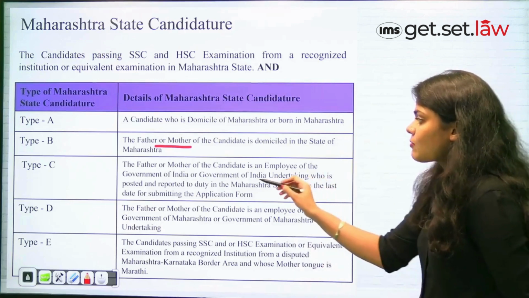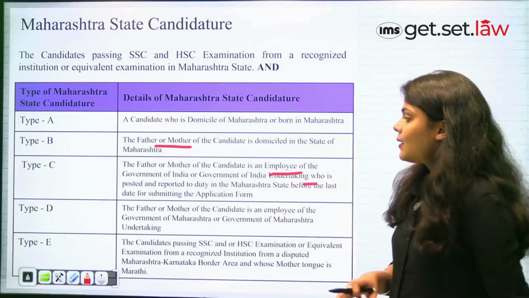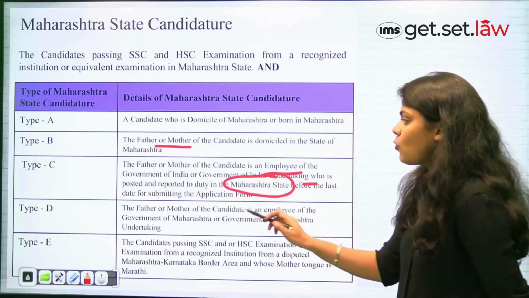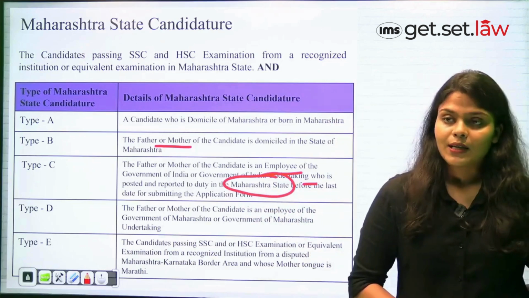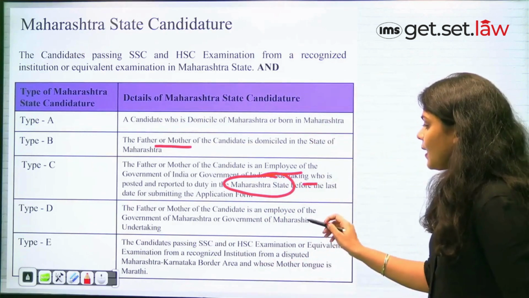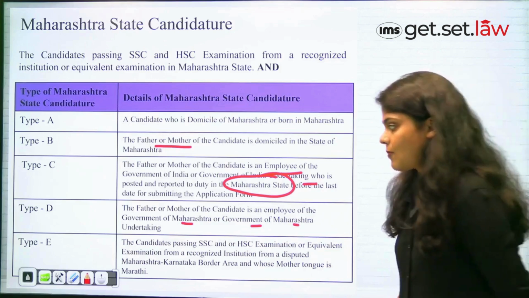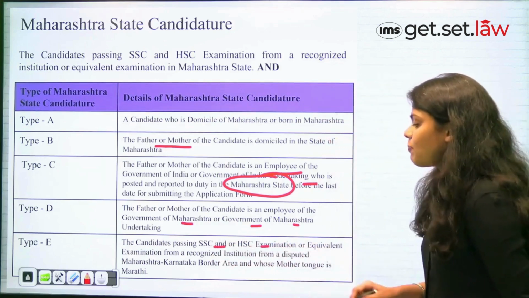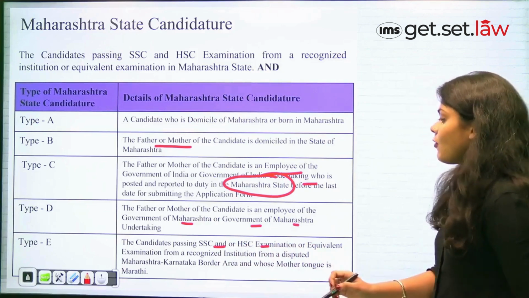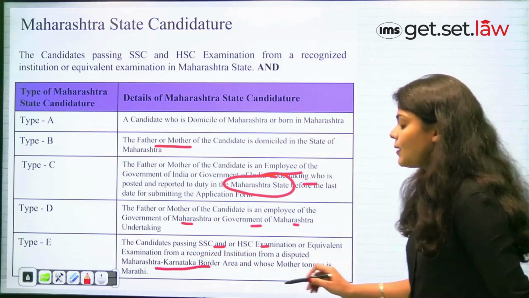Type C candidates are those where father or mother is an employee of the Government of India or an undertaking and has their duty here in Maharashtra state before the date of submission of application. So they are working in Maharashtra before the submission of application, or they are employees of Maharashtra or any undertaking under the Government of Maharashtra. Last is the candidate who has passed their SSC or HSC examination or equivalent examination from a disputed Maharashtra-Karnataka border area, or whose mother tongue is Marathi.